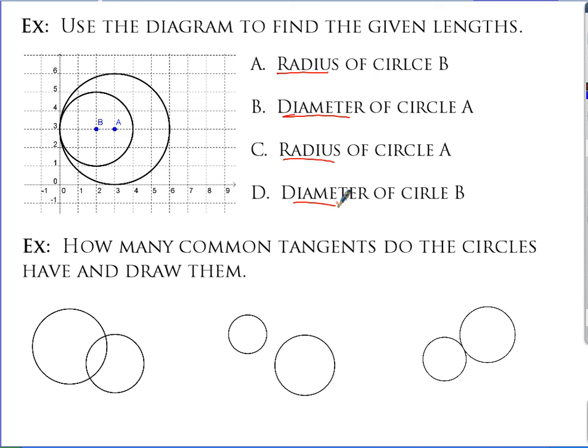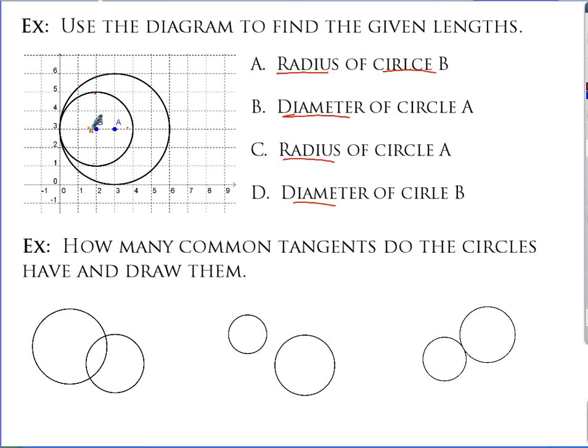So if they say the radius of circle B, you got to look at circle B. Which one is circle B, the big one or the little one? The little one, right? Because it's the same distance away from B. So it's 2, 2, 2, 2. So it's got to be the little circle, circle B. Does everybody see that? So what's the radius of circle B?